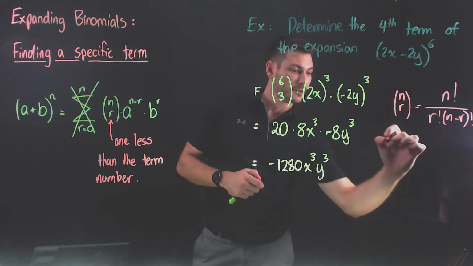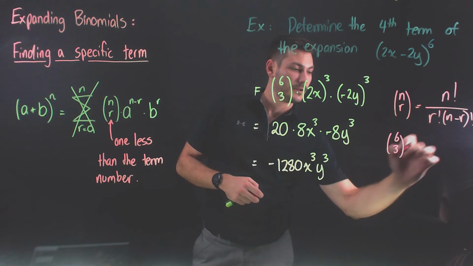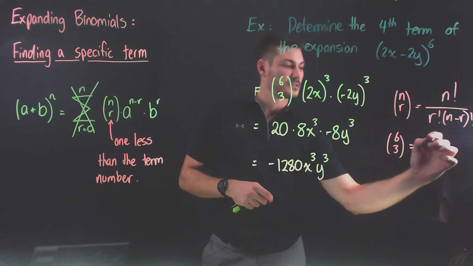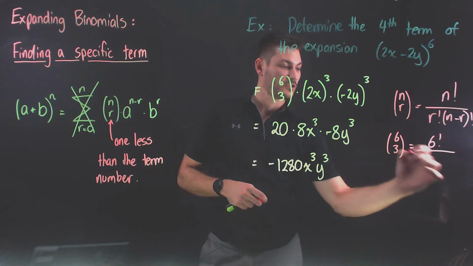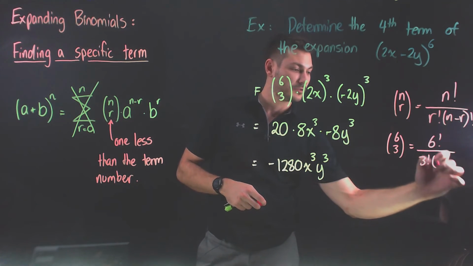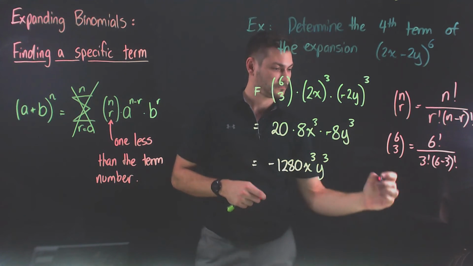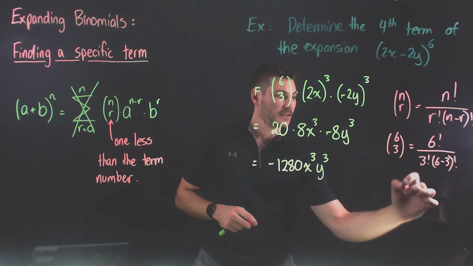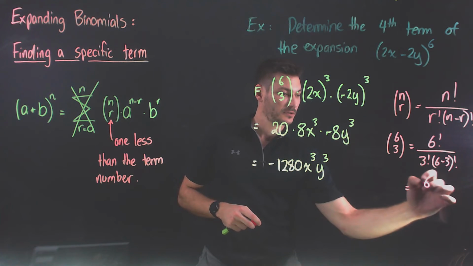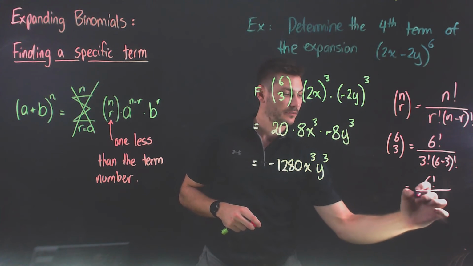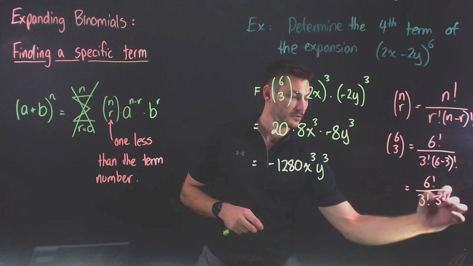Now I can sub in my values. So I've got 6 and a 3. The numerator is going to be 6 factorial. My denominator is 3 factorial multiplied by 6 minus 3 factorial. I can simplify that now. It's going to be 6 factorial over 3 factorial times 3 factorial.